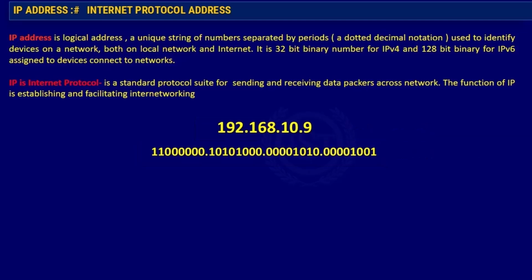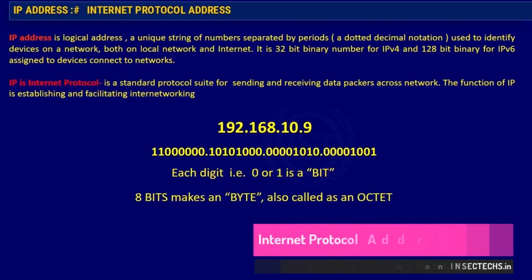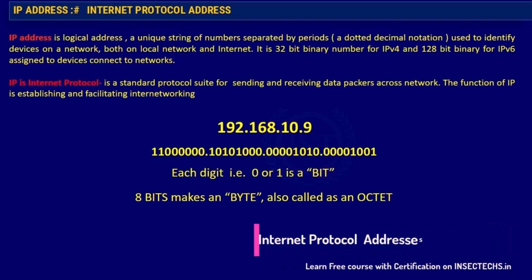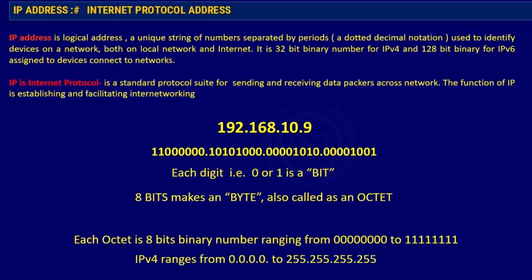So as you can see in the slide, you have ones and zeros in a binary form, and each one or each zero is a bit, and 8 bits make a byte. This is called an octet. So an IP address is made of 4 octets or 4 bytes, and each octet has 8-bit binary numbers that range from 00000000 to 11111111. So IP ranges from 0.0.0.0 to 255.255.255.255. How was this calculation made?